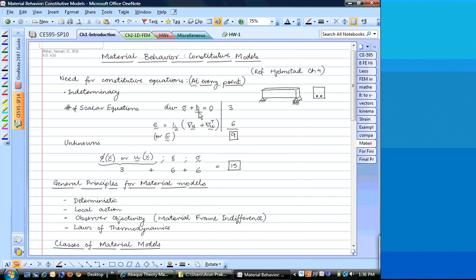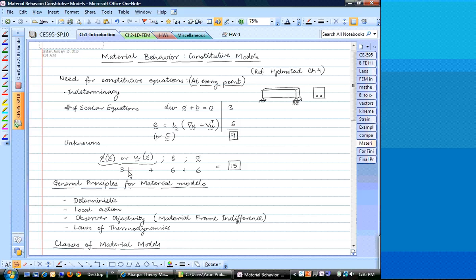And remember, this is 3 equations because the divergence of this tensor will be a vector. This is internal force plus external force is equal to 0. Similarly, you have this strain displacement, a total of 9 equations we have. But the number of unknowns is 3 for the map or the displacement. If you know the map, then you can find the displacement. If you know the displacement, then you can find the map.